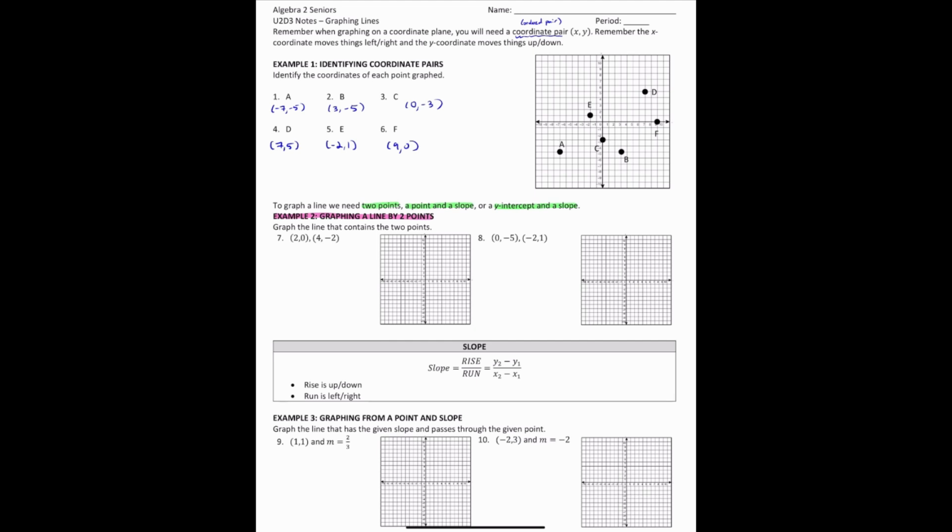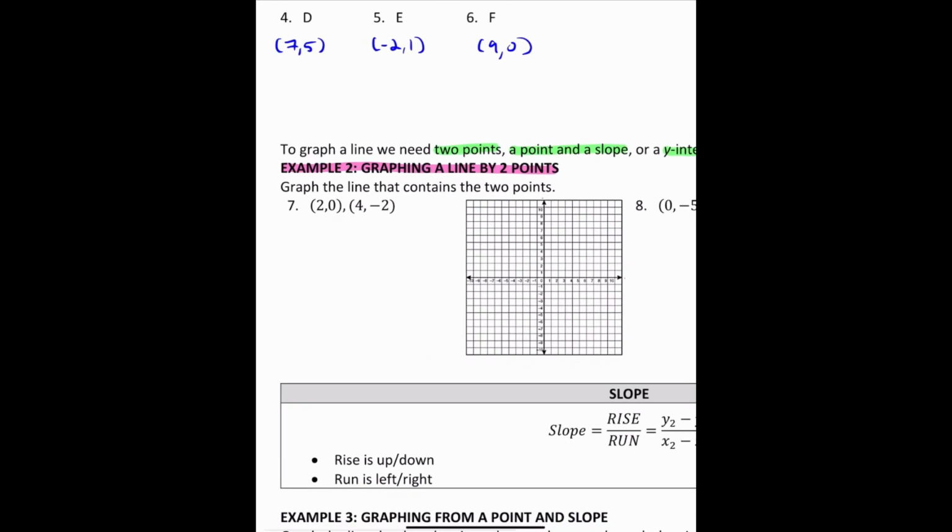So I'm looking at 7. It says I have 2, comma, 0 and 4, comma, -2. So 2, comma, 0. Remember, ordered pair is in the form x, comma, y. So 2, comma, 0. So this is x first, then y. And then for 4, comma, -2, x first, then y.